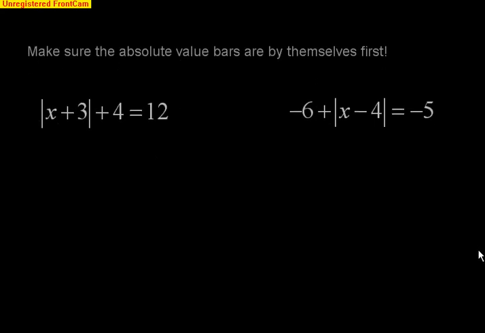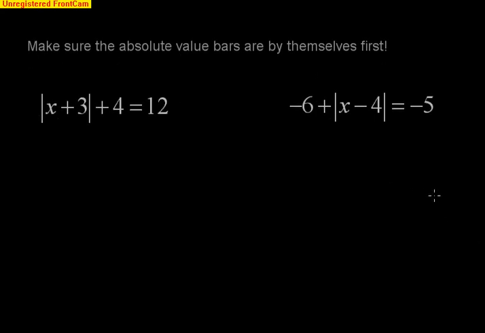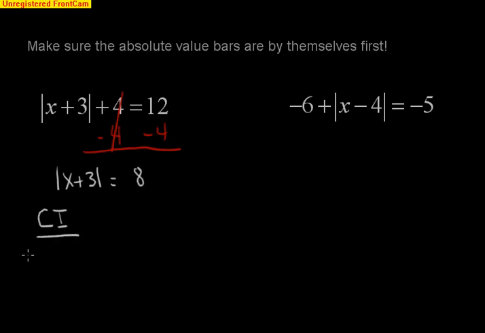First of all, when we solve these, we have to make sure that the absolute value bars are by themselves first. So right now we see the absolute value of x plus 3, and then we have the addition of 4, and that equals 12. Before we can set up our two cases, we need to get rid of the 4. So we subtract 4 from both sides first. And when we do that, we'll have the absolute value of x plus 3 equals 12 minus 4. We get 8. And we can set up our case 1, we wind up with x plus 3 equal to a positive 8.